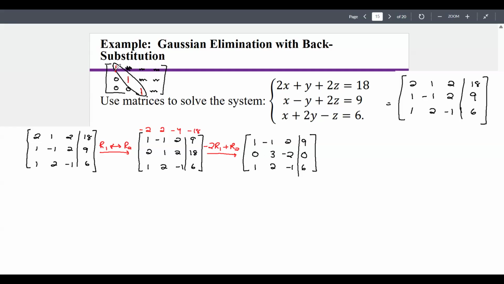So now I got a 1 followed by a 0. Now I just need another 0 here. So what I could do next is just take R1 and this time multiply it by negative 1. So we're going to do a negative R1 and add that to R3 so we can get rid of the 1 here and have a 0 underneath.